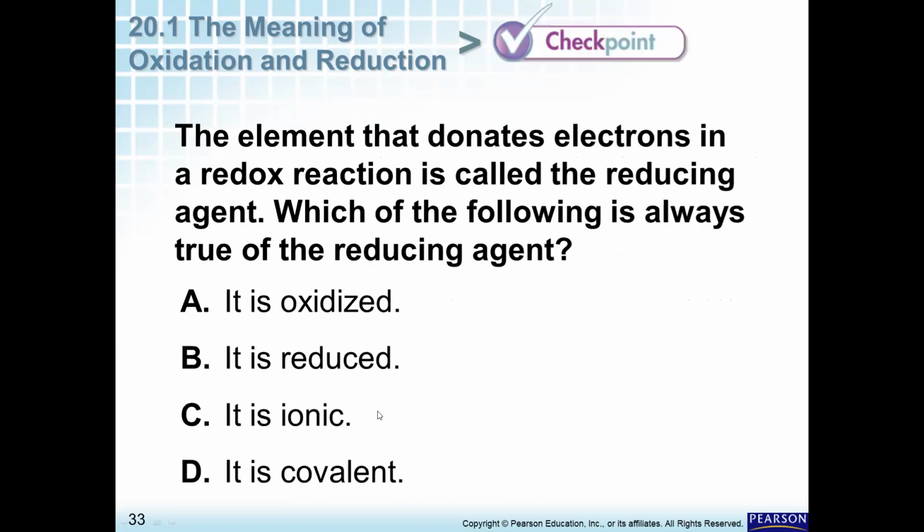The element that donates electrons in a redox reaction is called the reducing agent. Which of the following is always true of the reducing agent? It is oxidized, or reduced, or it is ionic, or it is covalent.